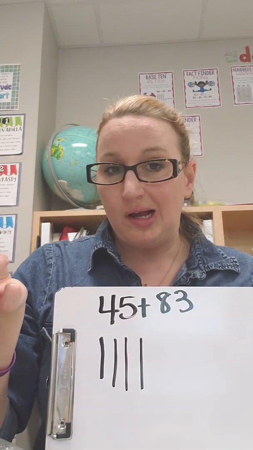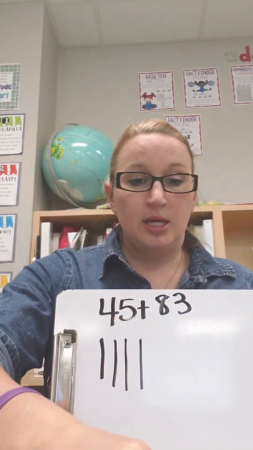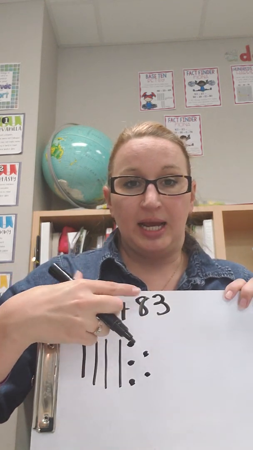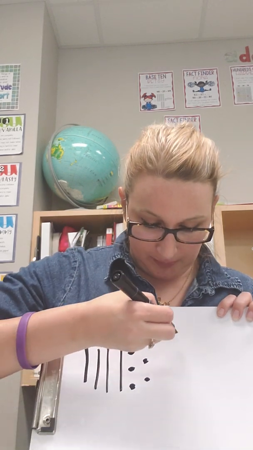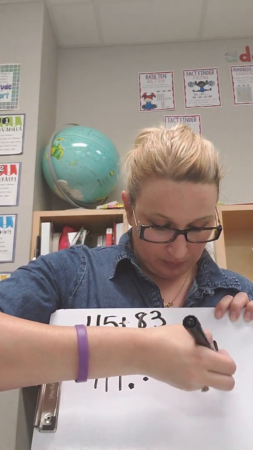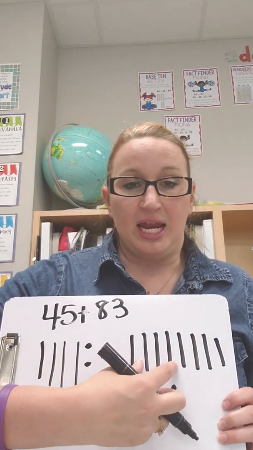A unit is the smaller cube. When we draw out base 10 blocks, we just represent the unit cube by a dot. So I would just do 5 dots. Then I would come over here and add and combine my 8 rods. And then I have 3 units, so I would represent that with 3 dots. So I have my 45 and my 83.